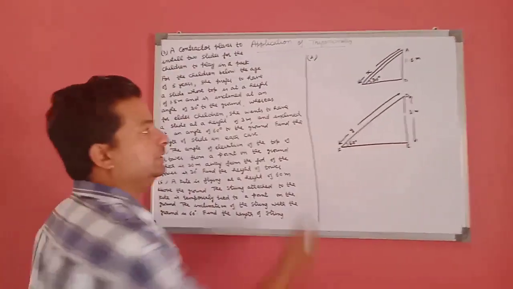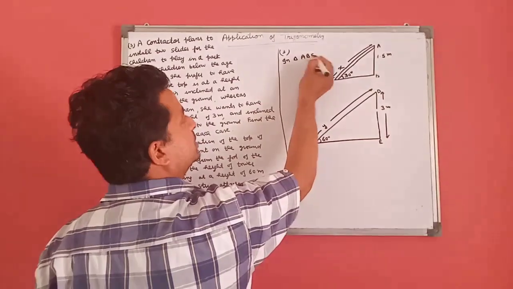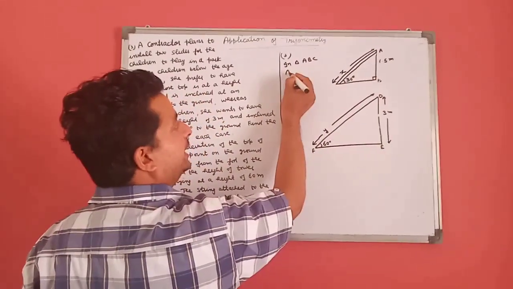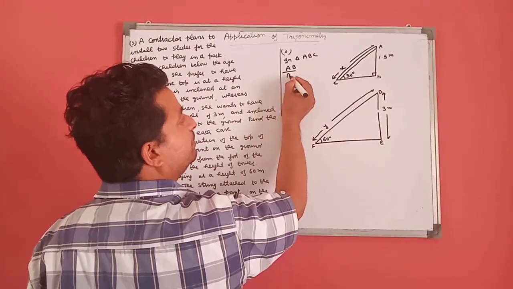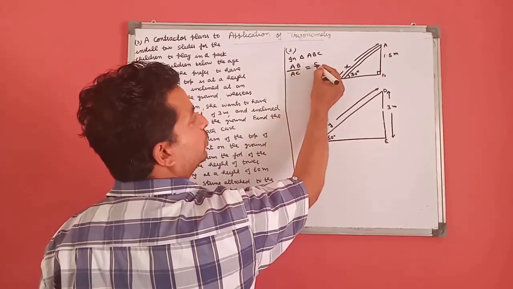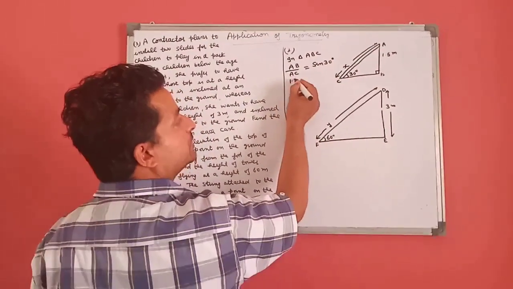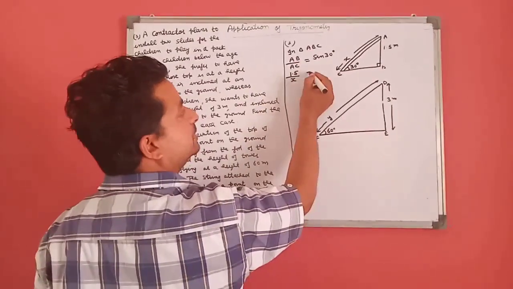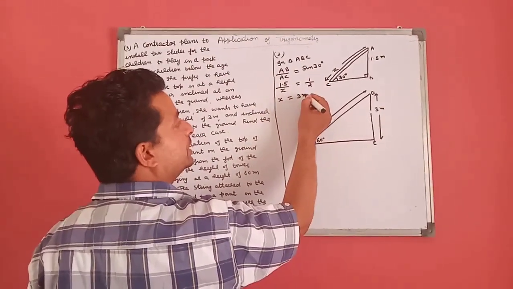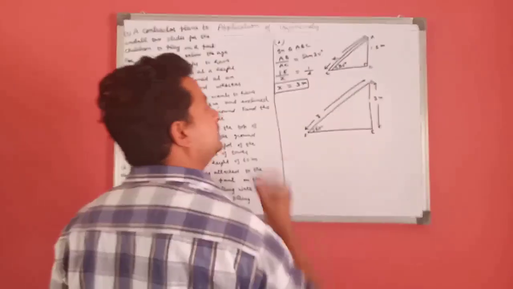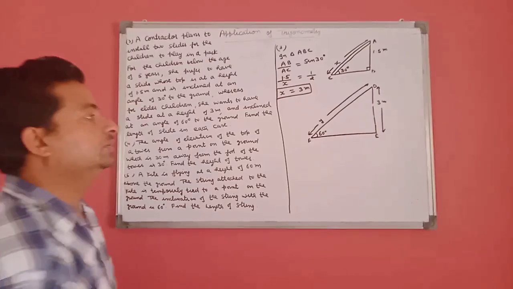In these two questions, in the first triangle, that is triangle ABC, we have AB as perpendicular and AC as hypotenuse. As we know, P upon H is sine theta. So AB is 1.5, this is x, sine 30 is 1 by 2. When we cross multiply, this becomes 3. This means the length of the slide in the first case is 3 meter.